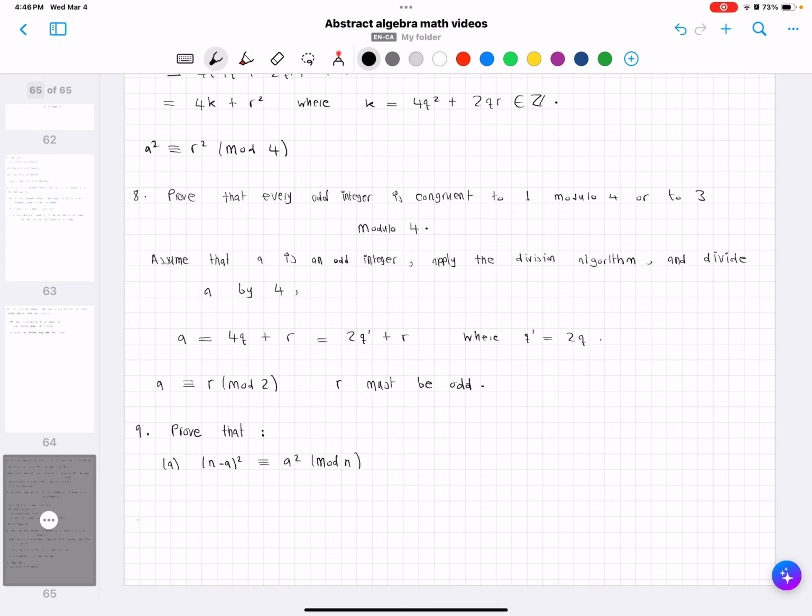So let's do this problem really quickly. Here you could expand n minus A squared, and then what you get is n squared minus 2 times a times n plus a squared, and all the n terms are congruent to 0 mod n, right? Because they're multiples of n, so everything is congruent to a squared mod n.